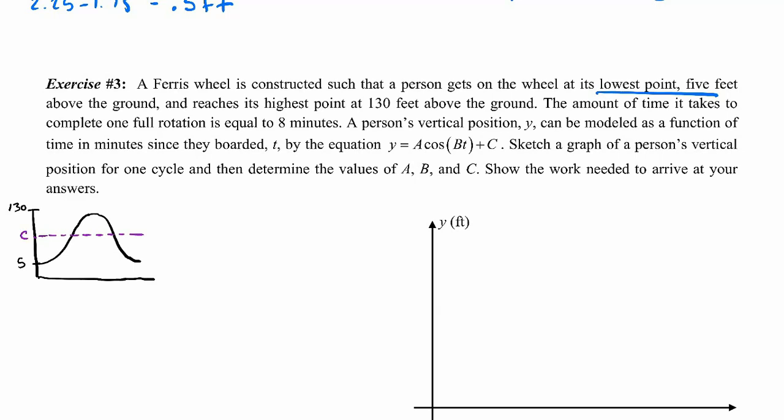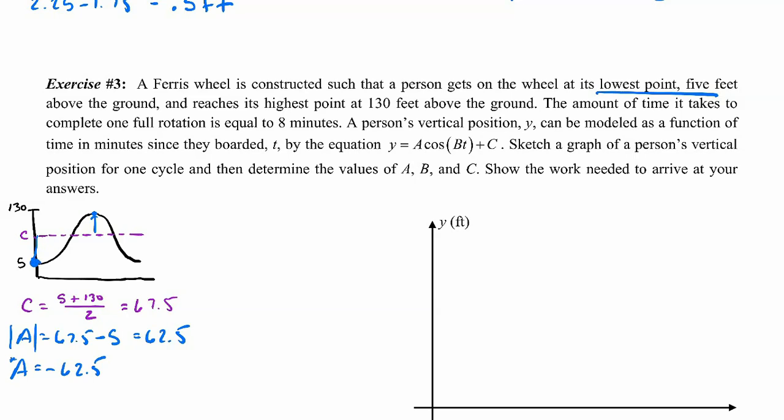Here's my midline c. I'm going to start with that again. So add the high and low values and take the average. So let's see, 135 divided by 2 is 67.5 feet. All right, it is what it is. Now, for the amplitude, how high up and down do we have to go off of that? So I'm going to do 67.5 minus 5 feet, and that's 62.5 feet for the amplitude. Well, the absolute value of a is that. a itself, careful, is going to be negative because the graph is upside down. We're starting at the low point here.